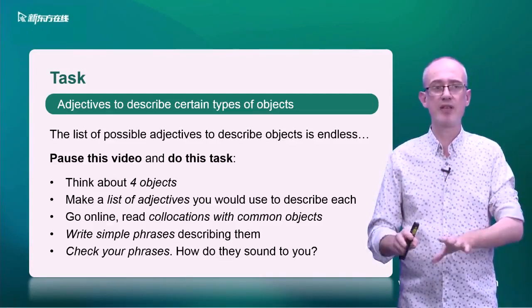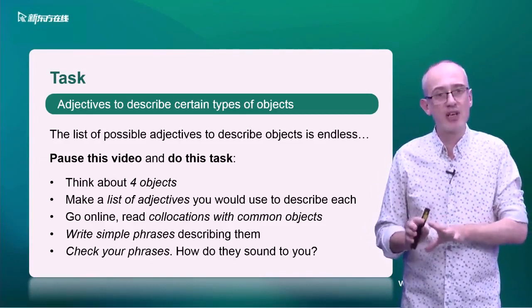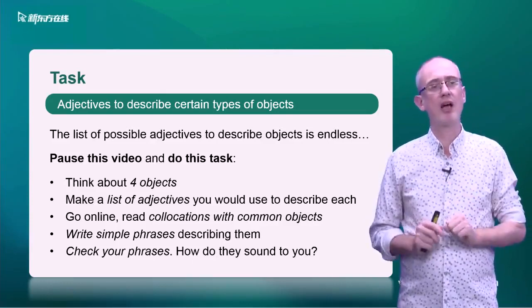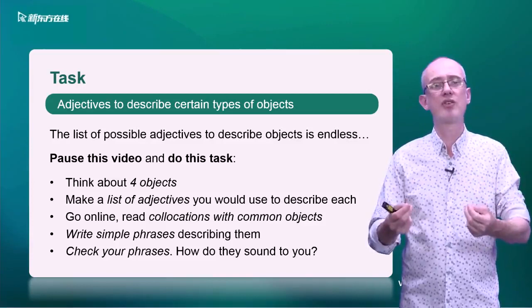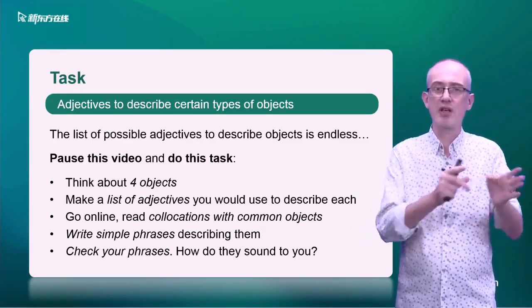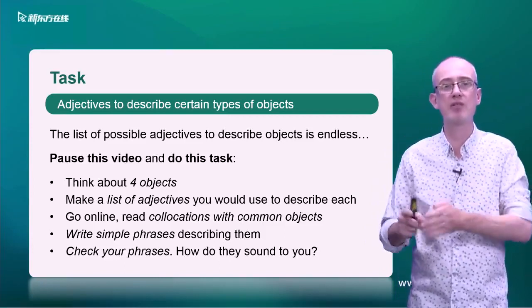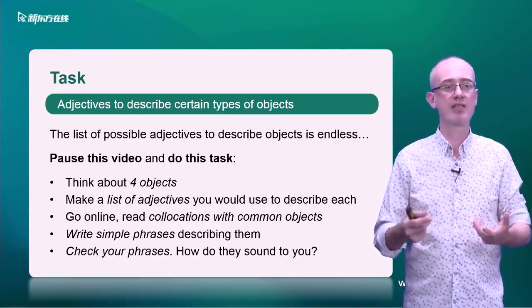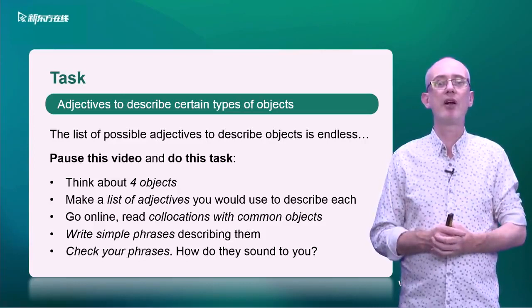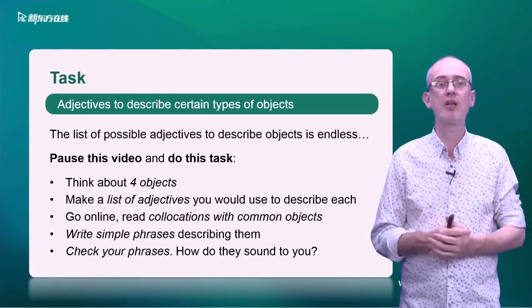Pause the video after this and think of 4 objects. Make a list of the adjectives you would use to describe these objects. Go online and read collocations that are common with these objects, just like I've shown you some typical ones. An ornate frame, an ornate piece of jewellery, a detailed design, etc. Write simple phrases with the collocations that you can find online. Again, not complicated, just collocations which we naturally use.